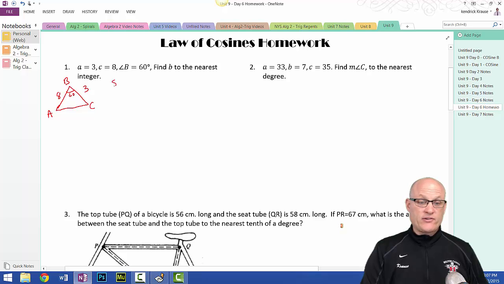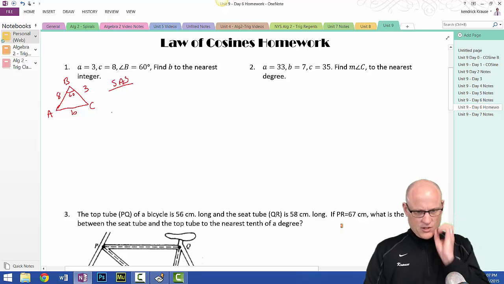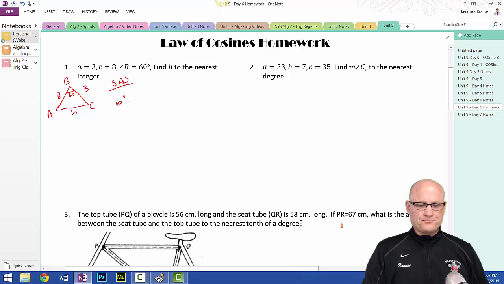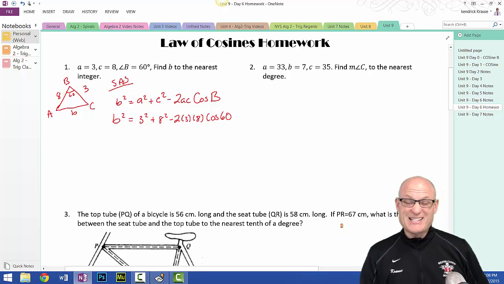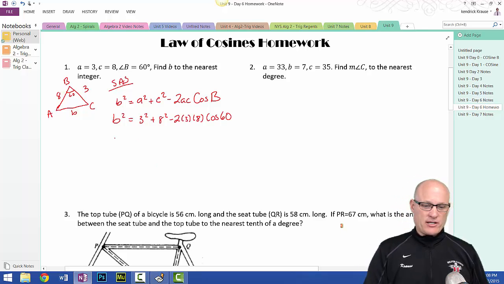We have the classic SAS, side angle side. So we're going to use the law of cosines. I'm looking for the missing side, so we're going to find B. B squared is equal to A squared plus C squared minus 2AC cosine B. So B squared equals 3 squared plus 8 squared minus 2 times 3 times 8 cosine of 60 degrees. The nice thing about cosine of 60 is that it's a half, so this might turn out to be a nice number, at least to begin with.